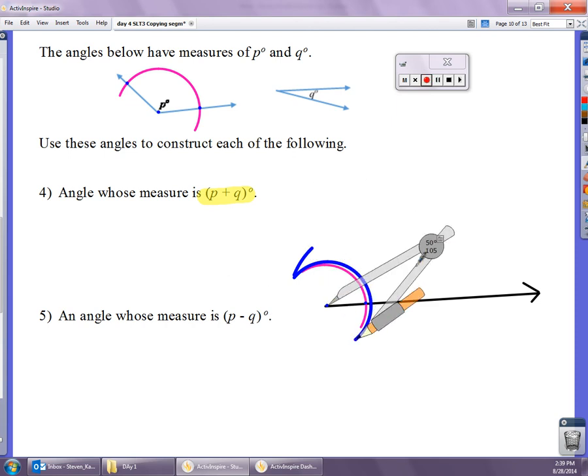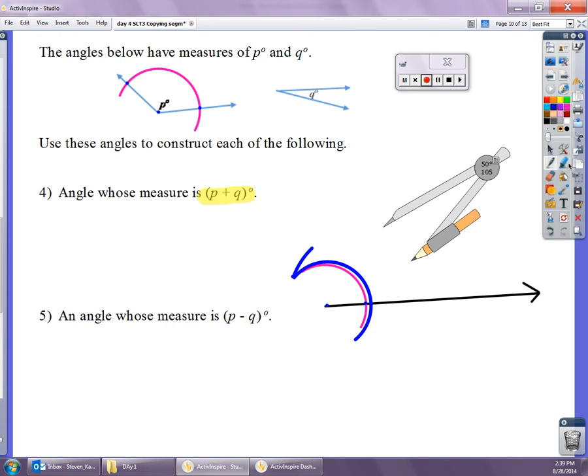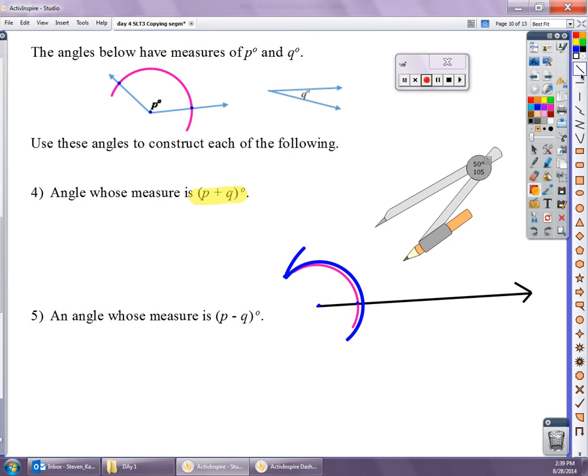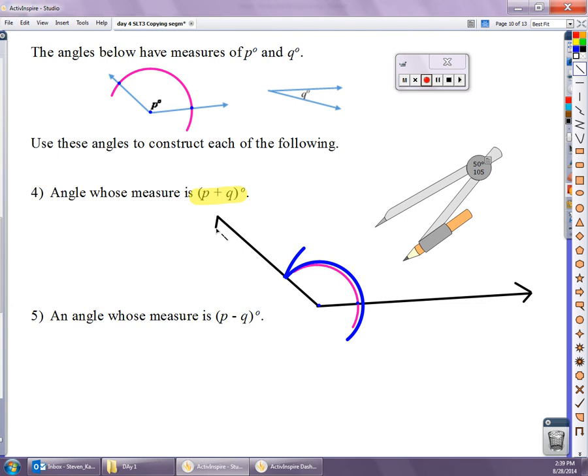There you go. It's a little bit off because I'm not using a real compass. I'm using the word on the Promethean board. So right there where they intersect, we can go ahead and put a line. And now what I've just done is I've copied angle P. So this black angle is angle P. Now, in order to add Q, I'm basically going to take angle P. I'm going to add to it a little bit.